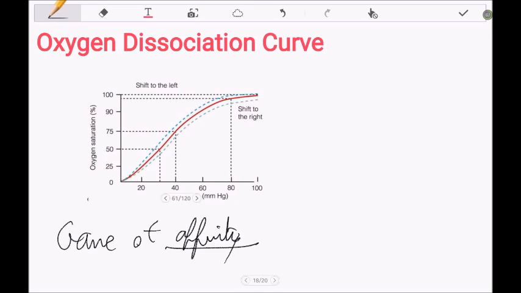Now, what's the significance of this? As you can see, the red one is a normal dissociation curve, okay, and we have the blue line and we have the green line. The green line, as you can see, has shifted to the right, right?